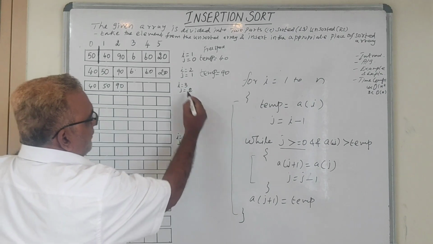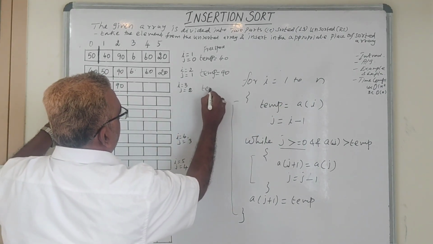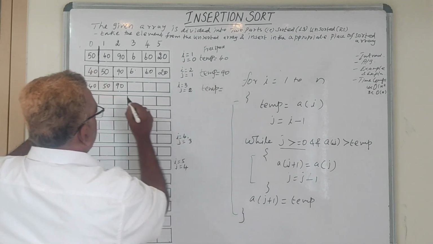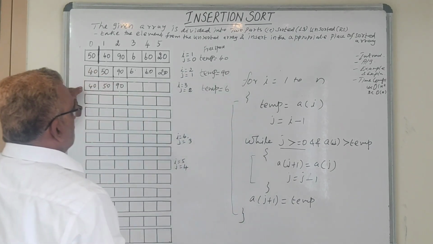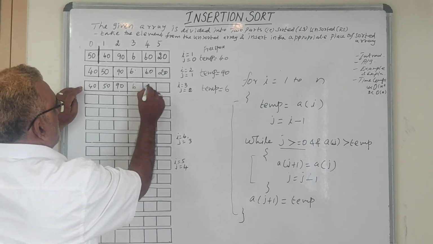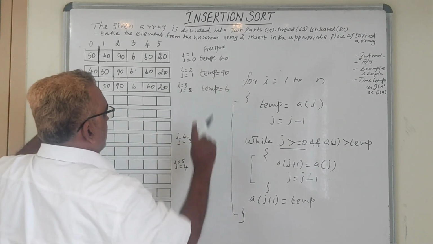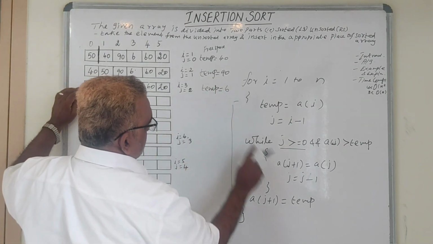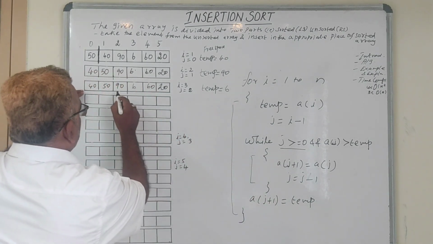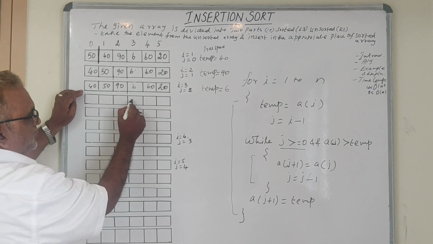So now the I value is 3. Now the temporary variable holds the value 6. These values are the same. Now 6 is stored in the temporary variable, and we have to compare this value. So 6 is compared with 90. 90 is greater than 6, so we have to shift this value.